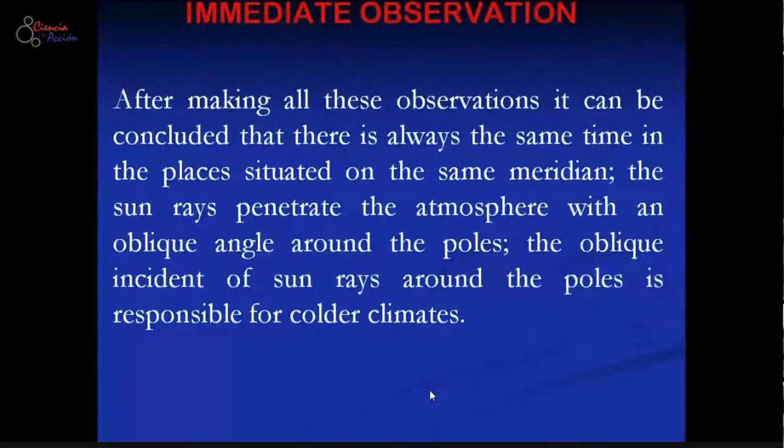After making all these observations, it can be concluded that there is always the same time in the places situated in the same meridian. The sun rays penetrate the atmosphere with an oblique angle around the poles, and the oblique incidence of the sun rays around the poles is responsible for colder climates.